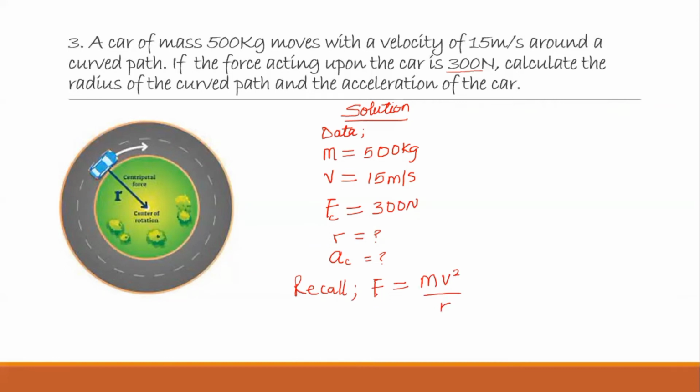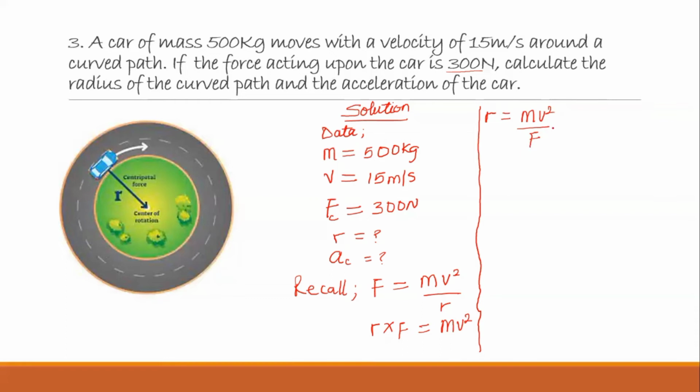So in this case, I have F, which is 300 Newton. I have mass, 500 kg. I have velocity, 15 meters per second. So I can find the radius. In that case, I'll make radius the subject of the formula. By the time I cross multiply, I have R multiplied by F is equal to mv squared. Then divide both sides by F. I have R is equal to mv squared all over F.